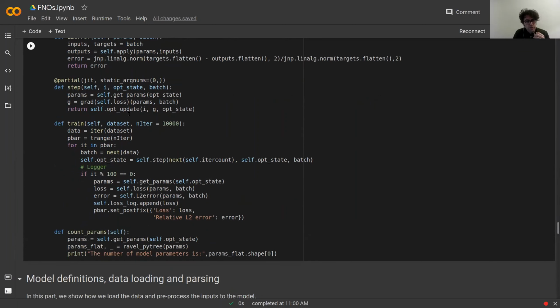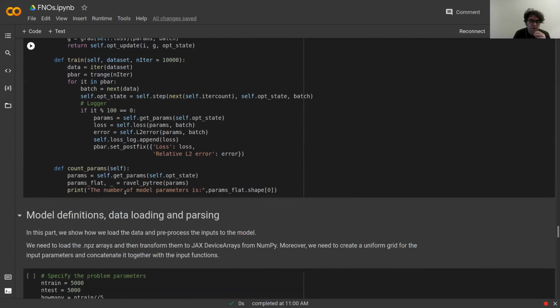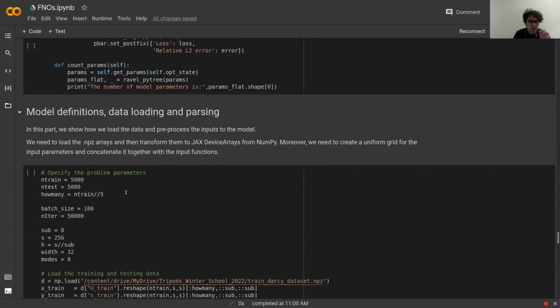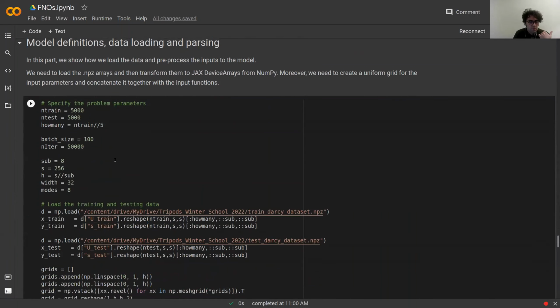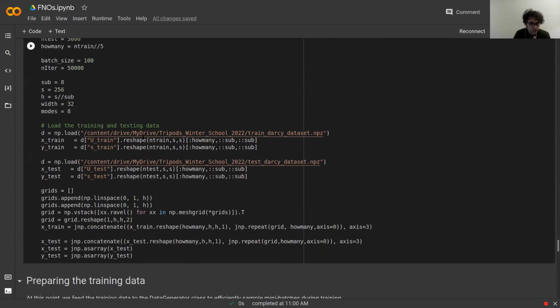This function updates the state of the optimizer at its point in the training loop, and then we have the training loop, and then this function to count parameters, right? This is pretty much the idea. Okay, so again, we have these model definitions, and we load the data. We have some definitions here: the number of input-output function pairs, the batch size, how many iterations we will train, and all that.